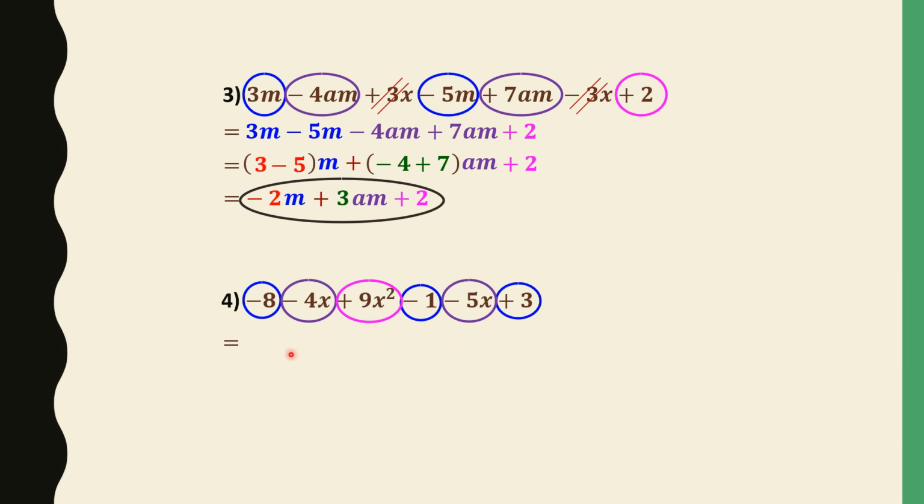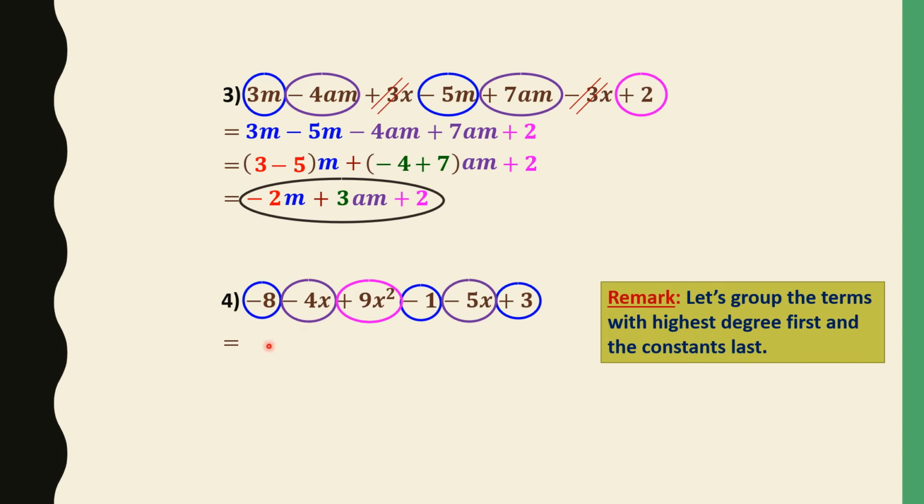Now, before we group the like terms, a remark. Let's group the terms with the highest degree first and the constants last. So first, when you write these monomials again, start with the terms with highest degree. So we copy 9x squared first. Now we are going to group the terms that have x exponent 1 as a variable, after x exponent 2, and in the end we group the constants.